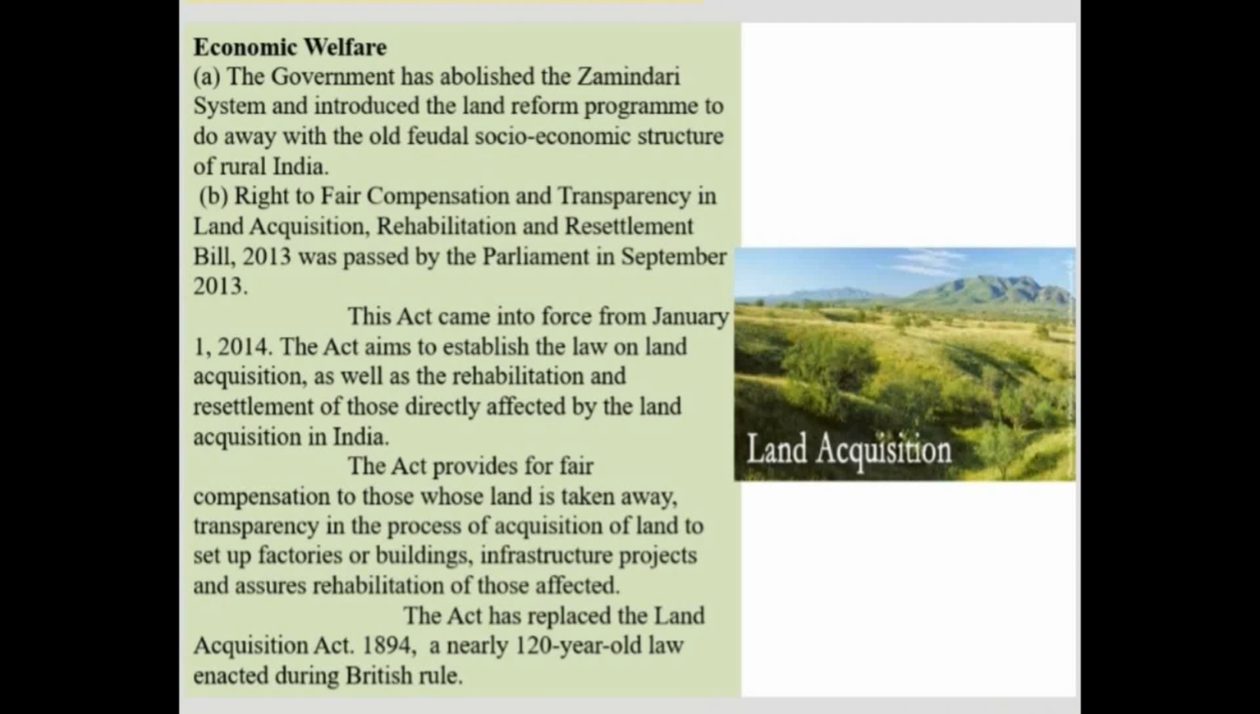So what the government thought was, the economic welfare can be achieved by the abolition of this zamindari system and introducing land reforms. Land reforms are nothing but the government taking away the land from these zamindars, the zamindari system being totally abolished, and this land being distributed to the landless people. And so the government has done this. The first and foremost thing the government did was abolition of the zamindari system and introduction of land reforms, so that economic activity will start even among the poorest of the poor.